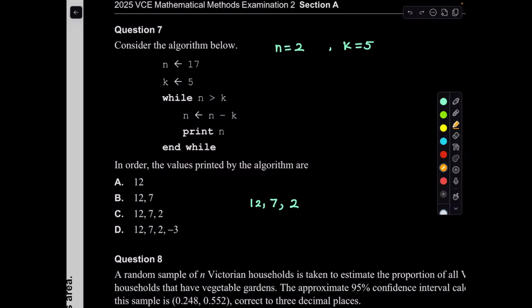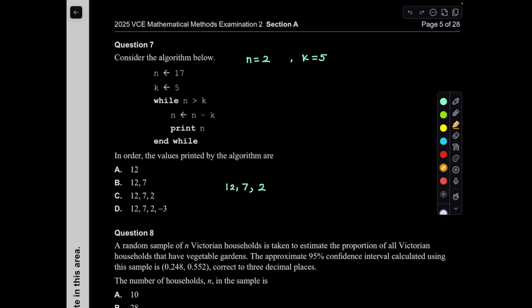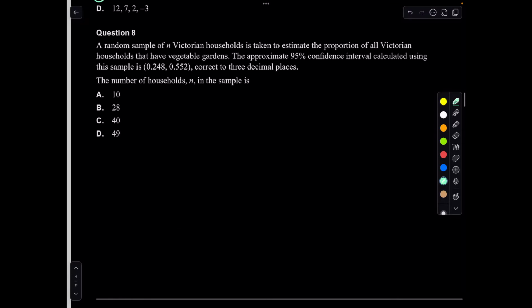And guess what? It says in order, what are the values printed by this algorithm? Here they are. 12, 7, 2. Easy. 12, 7, 2, which in this case would be C. Easy. So just follow the code slowly and you'll do fine. You'll be actually fine. Question 8.